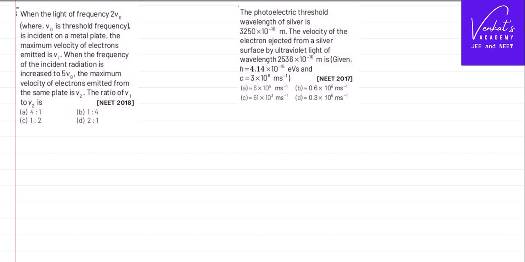We are solving questions from NEET 2018 and 2017 previous examination questions. Both are from dual nature of matter and radiation, and the specific topic is photoelectric effect. Let us see what the question is.